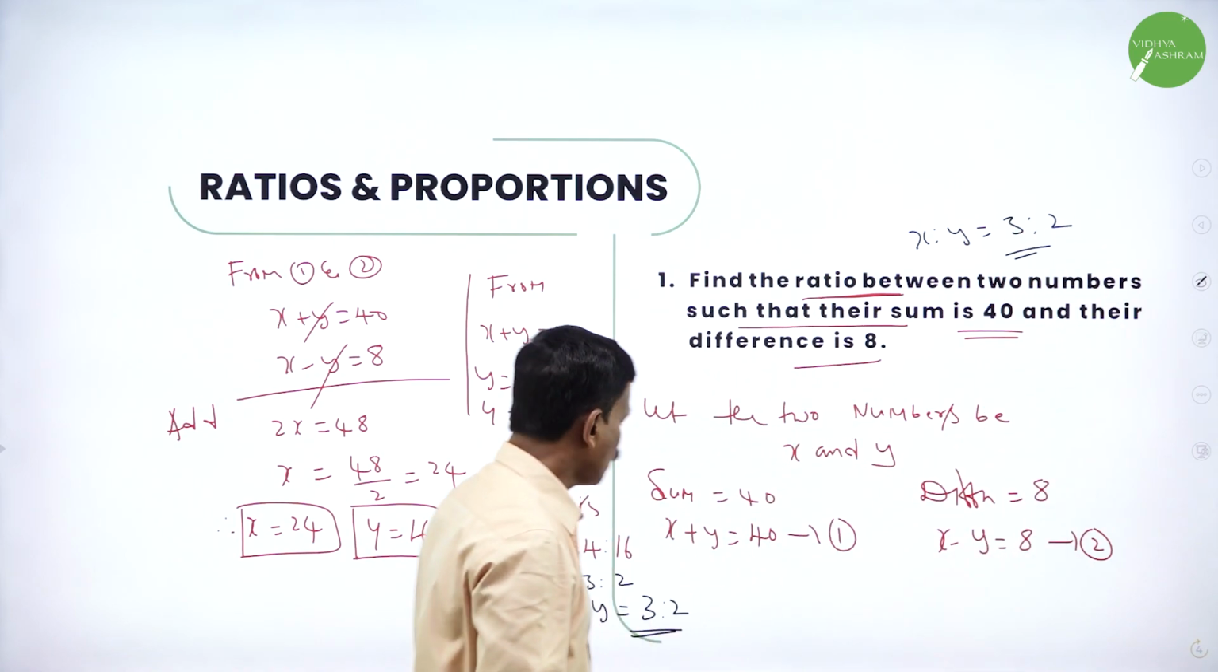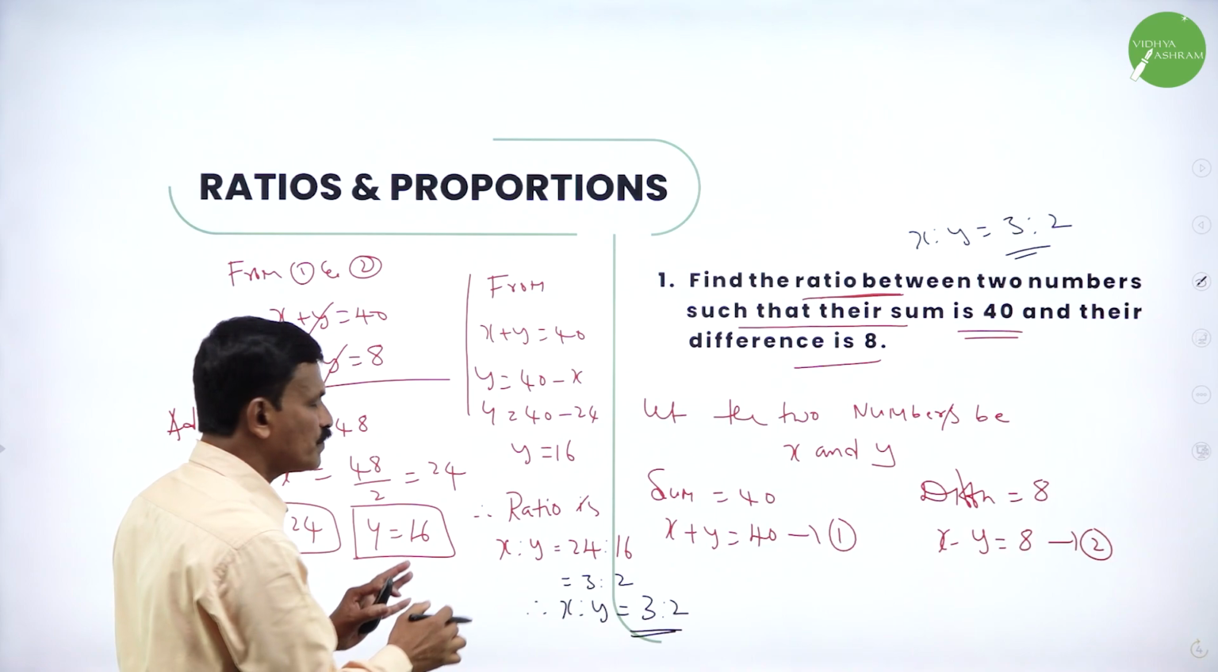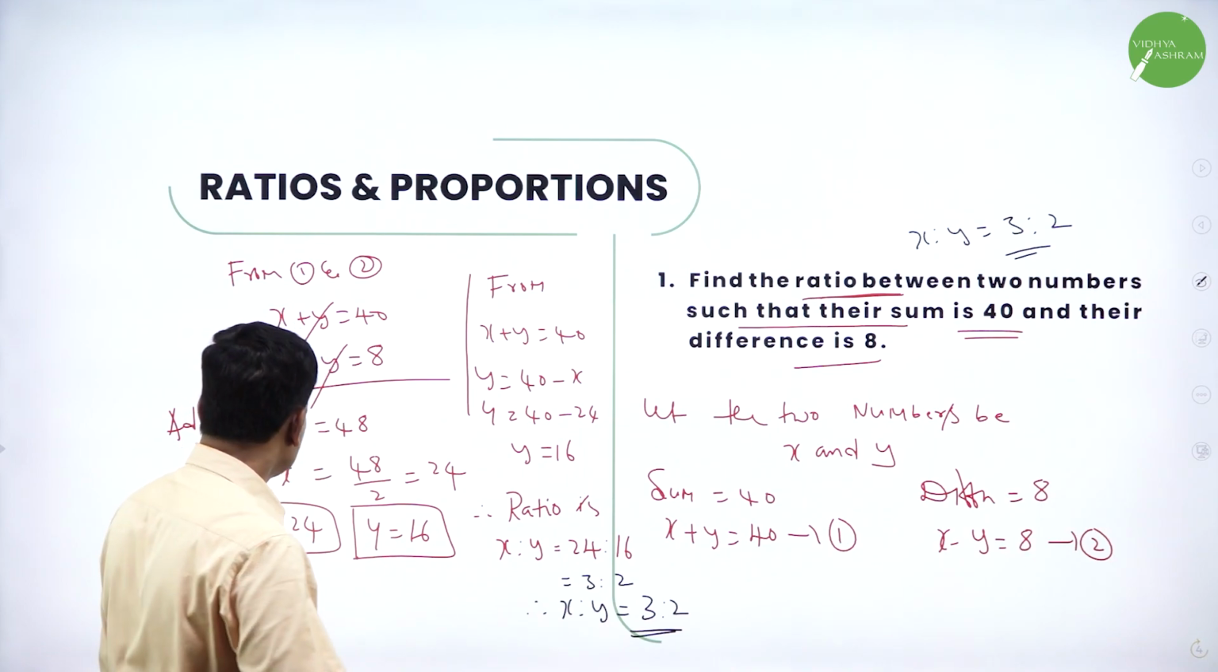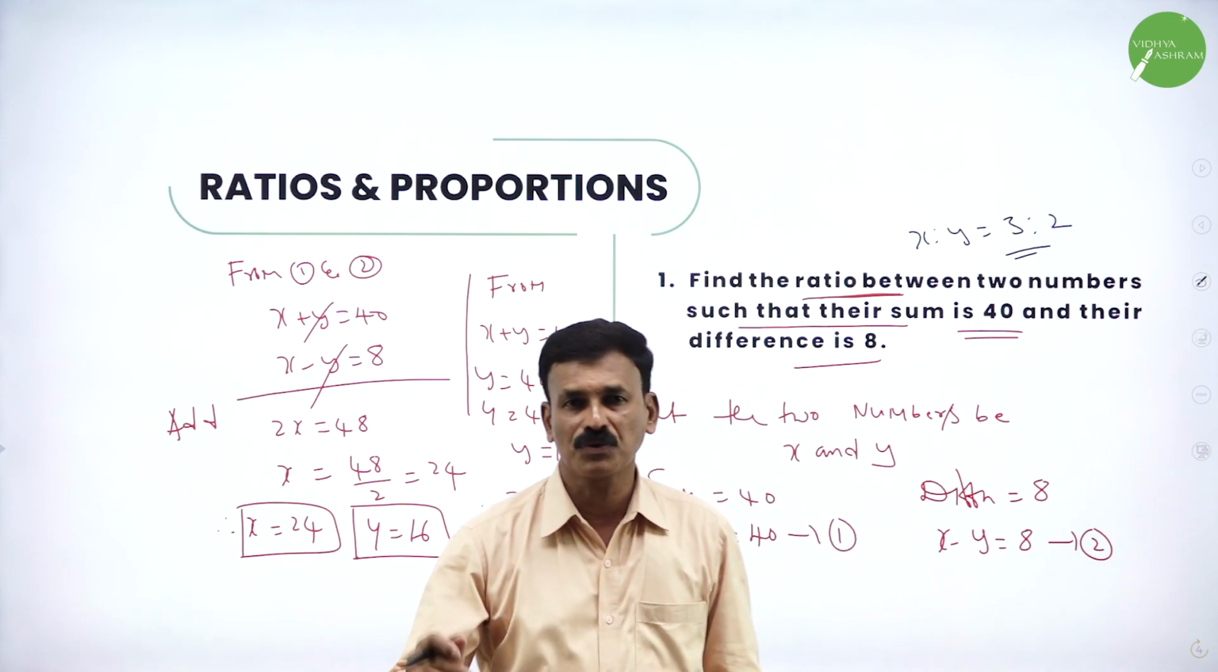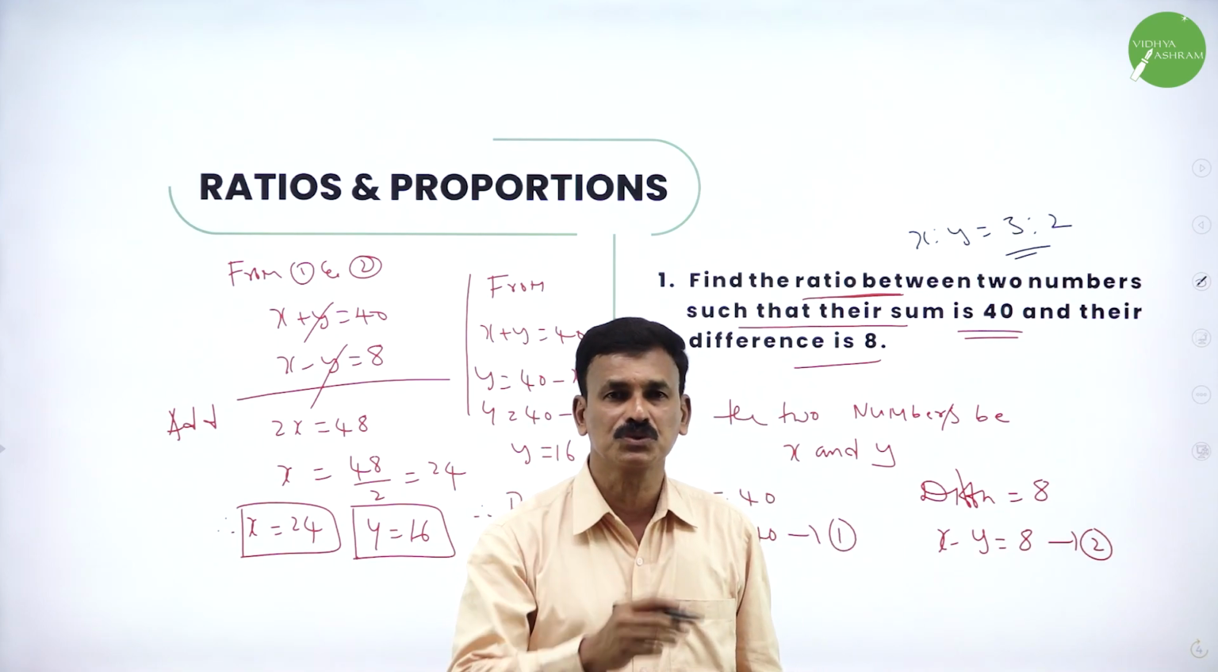So the first number is of the ratio 3 and the second number is 2. So therefore X is equal to 24 and Y is equal to 16. That's it. Hope you follow. Very important problem for 2 marks.